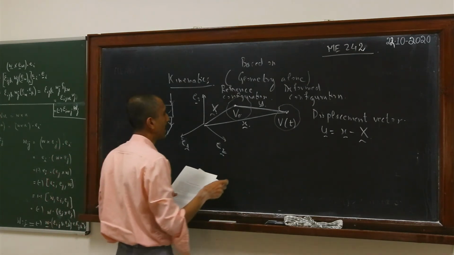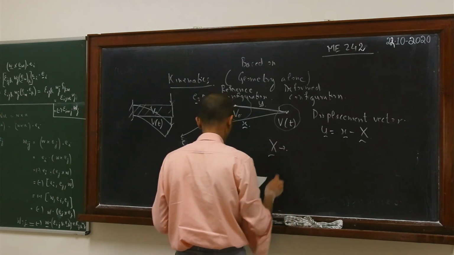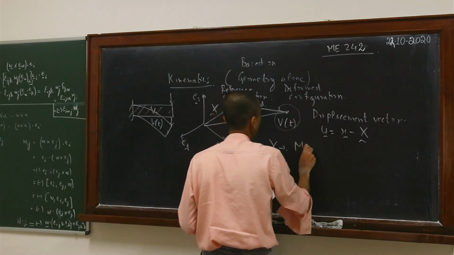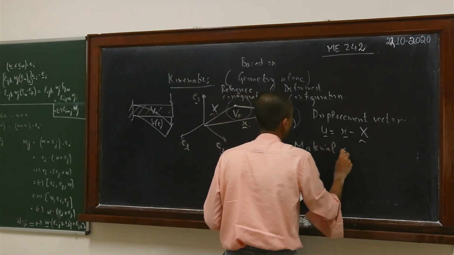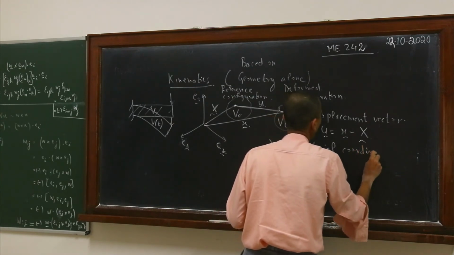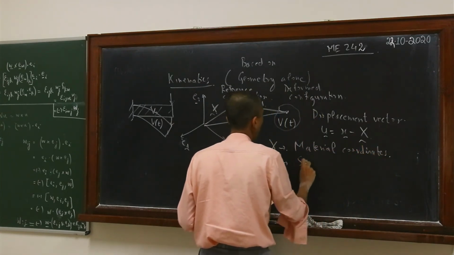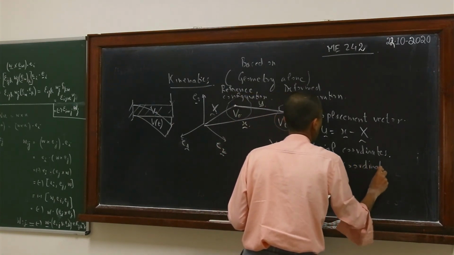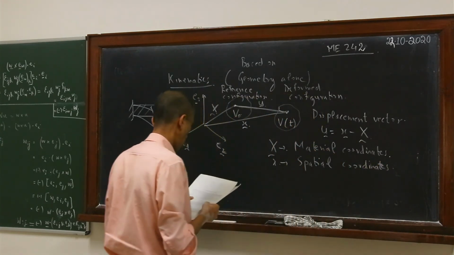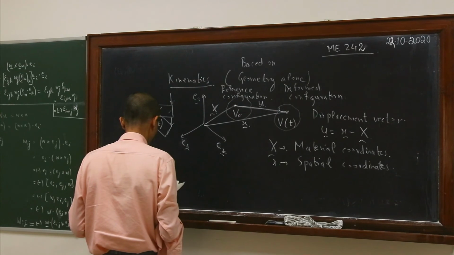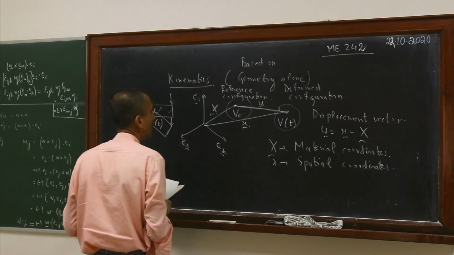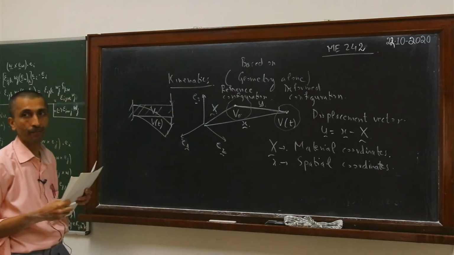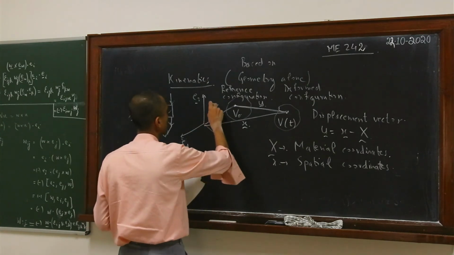So this capital X is known as the material coordinates, and the small x are known as the spatial coordinates. And so we will assume that there is a continuous mapping from this capital X to small x.